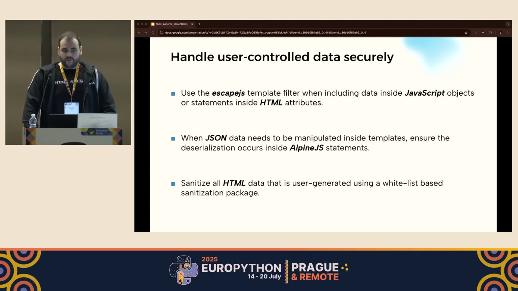If you're manipulating JSON, which is rare but can happen, you should always deserialize it inside the template, inside an Alpine statement, and not send it deserialized from the context. And if you're using HTML generated by the user, always use a sanitization package to ensure that the user doesn't add any HTMX attributes that you don't need.